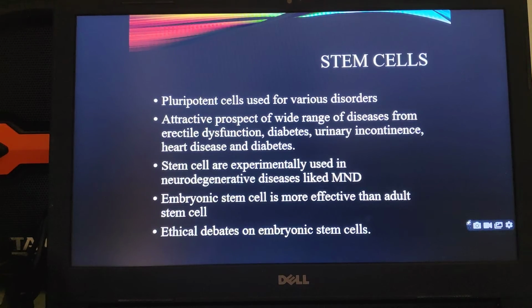Stem cells are essentially taken either from an embryonic source or from adults. The embryonic stem cells are more effective than adult stem cells. However, there are some ethical issues and debates which are always discussed regarding embryonic stem cells.